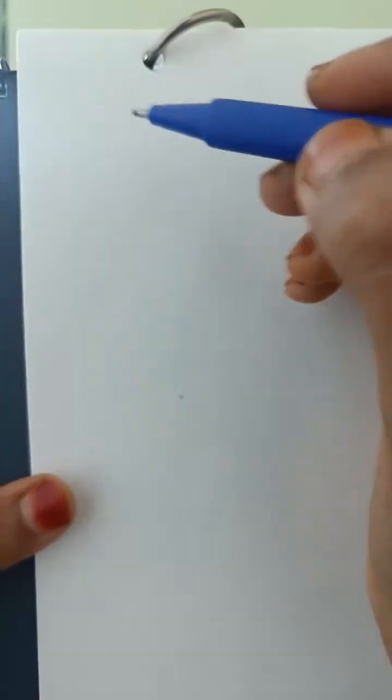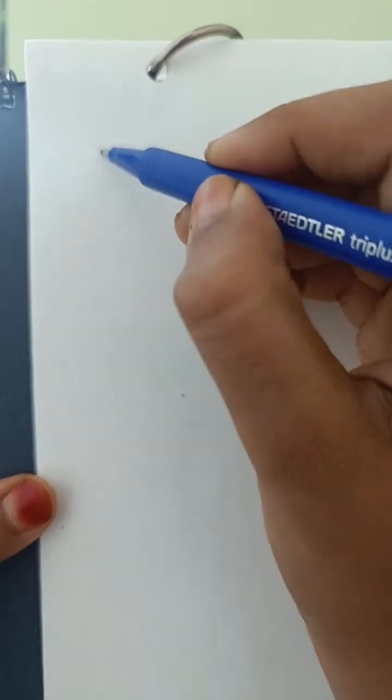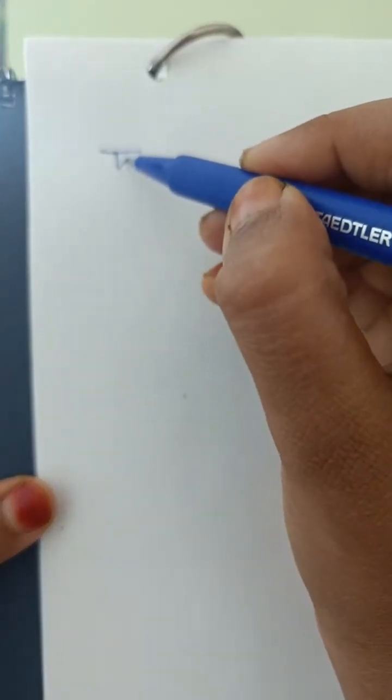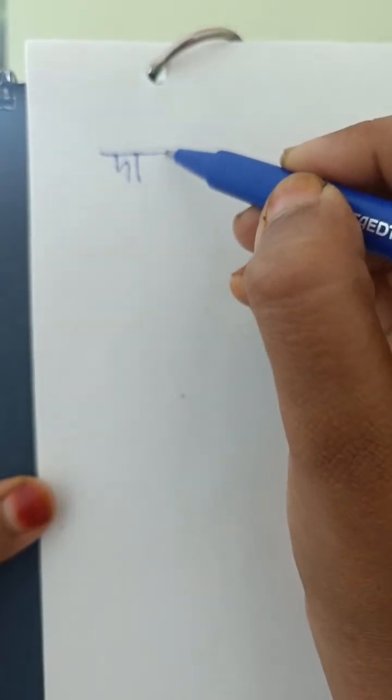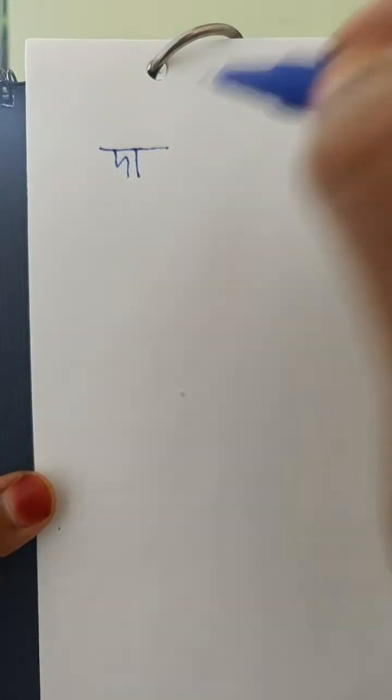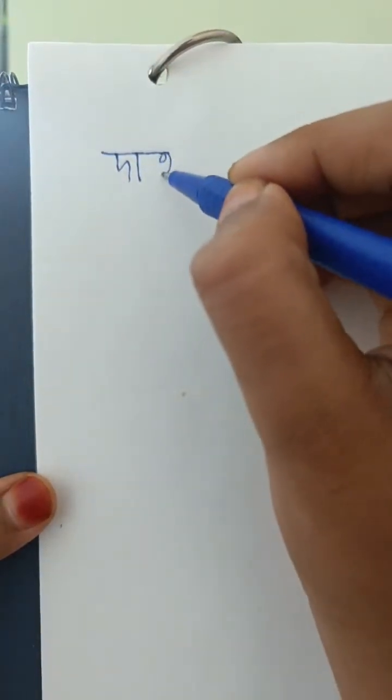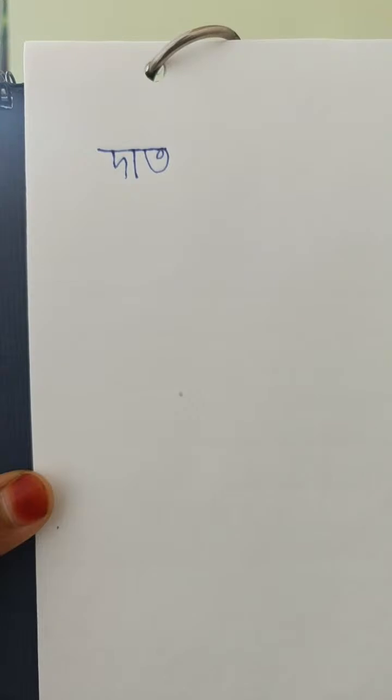Let me write a word first. So see how much you can recognize. Not using the colors here. That's Dayakar. That's ta.